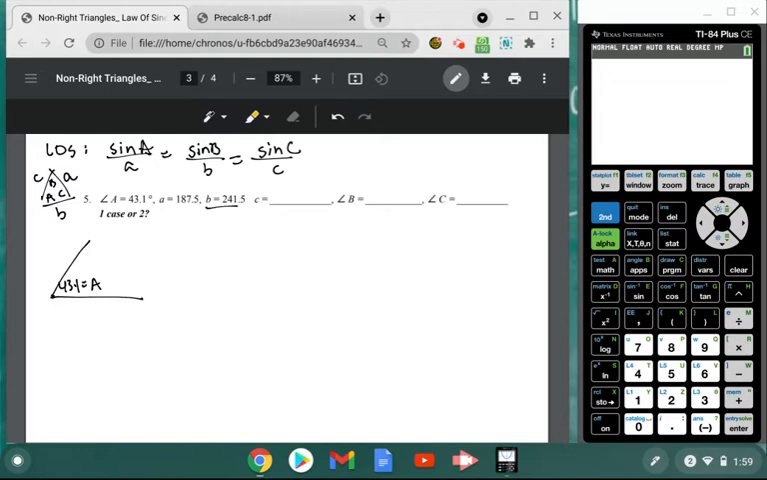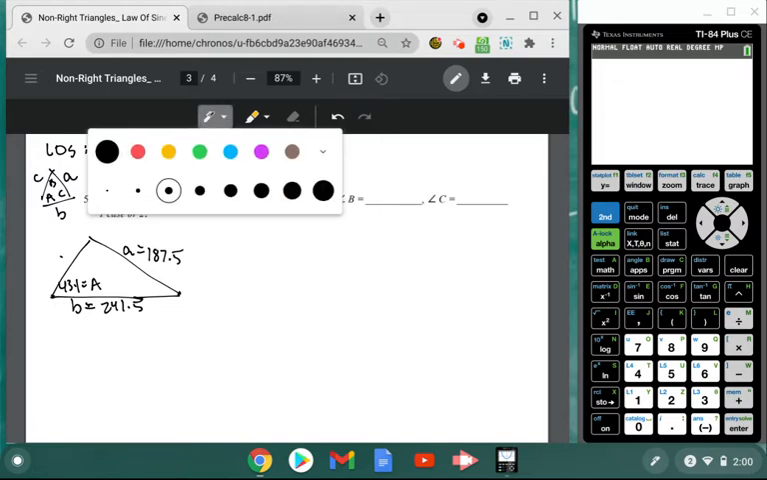Let's put B in next. So side B is going to be either one of the two that make up angle A. Let's go ahead and let it be the one on the bottom here. So B is 187.5. And so that's going to leave us with, oh, whoops, I did that opposite, didn't I? Let me get rid of that. B is 241.5. Let's make that a little bit longer, and then we can put side A in here as 187.5.